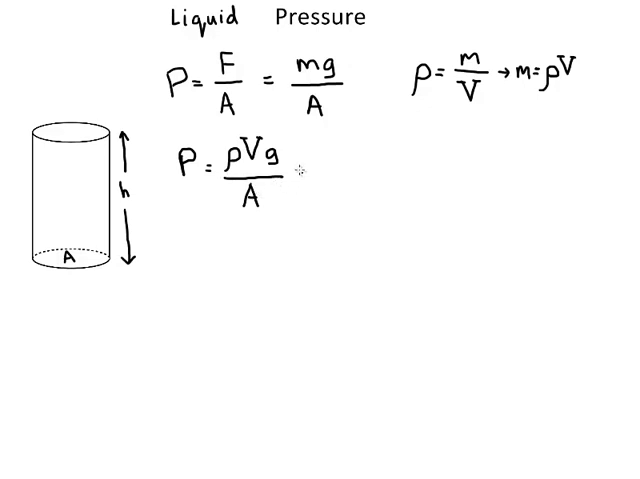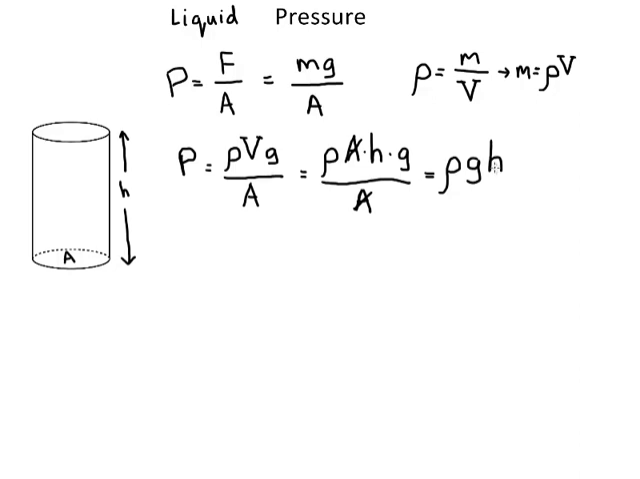Now, the volume of this fluid is equal to the volume of the cylinder. And the volume of a cylinder can be expressed as the area of the base times the height of the cylinder. And of course, we're subbing that in for our volume. And what you might notice here is that our areas are going to cancel out. So with the areas gone, I'm going to do a little rearranging here. Pressure equals density times G times the depth. Okay, so the area of the bottom doesn't matter. It's just the height.